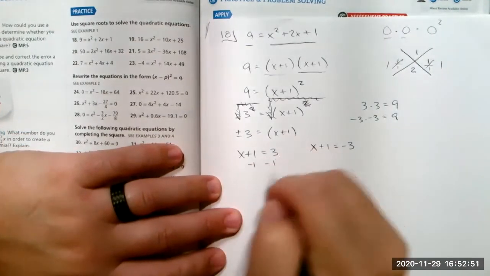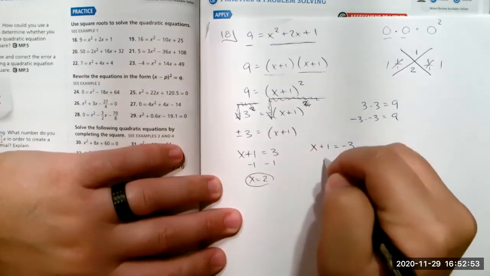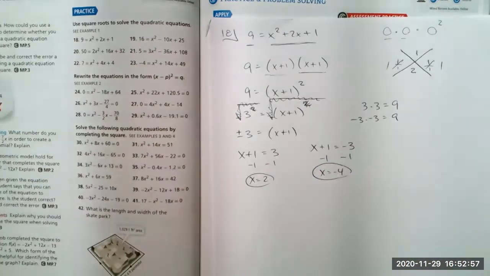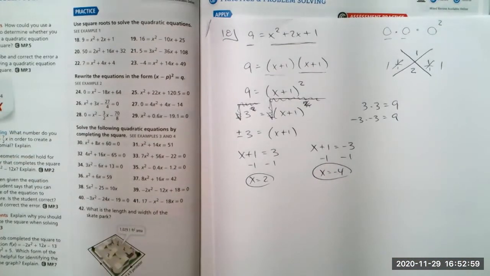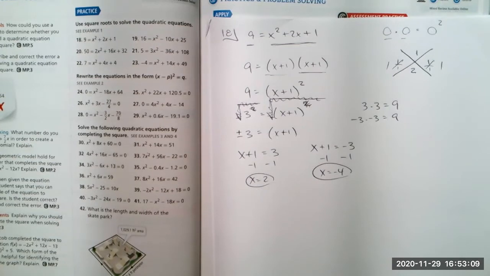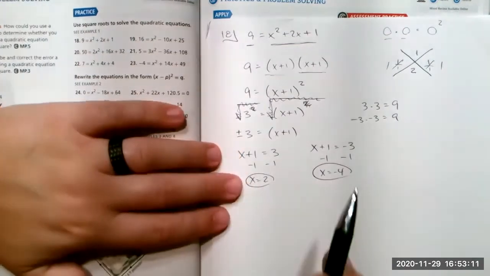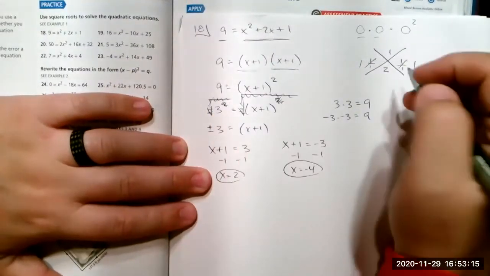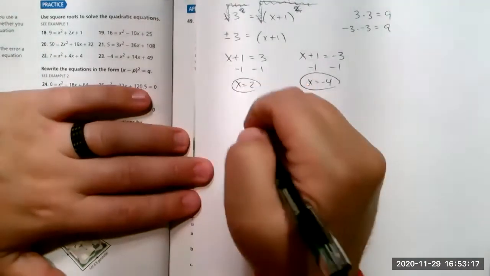So here I'll subtract 1 from both sides. Here I'll subtract 1 from both sides. And I get my 2 answers, x equals 2 or x equals negative 4. So again, this is just a very specific type of quadratic. There are definitely other ways to do this. Let's just check it real quick. If I were to subtract 9 from both sides, let's just see what happens.